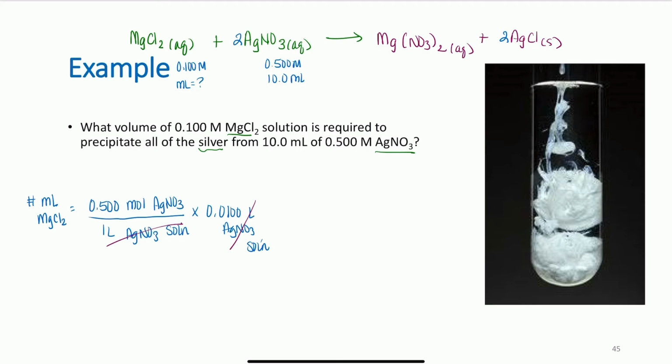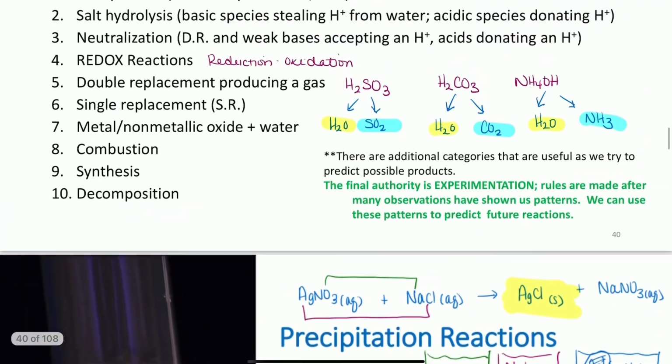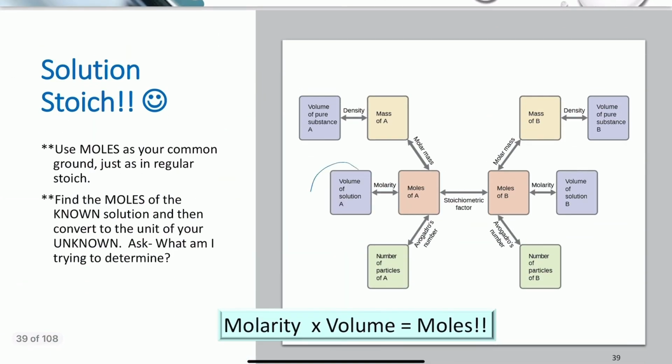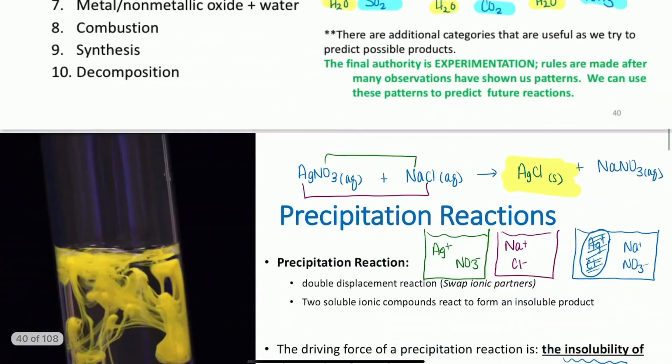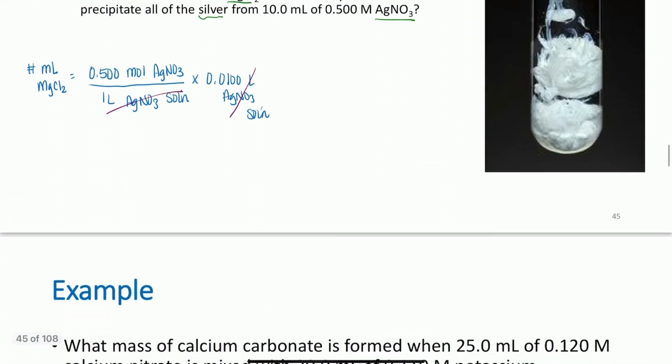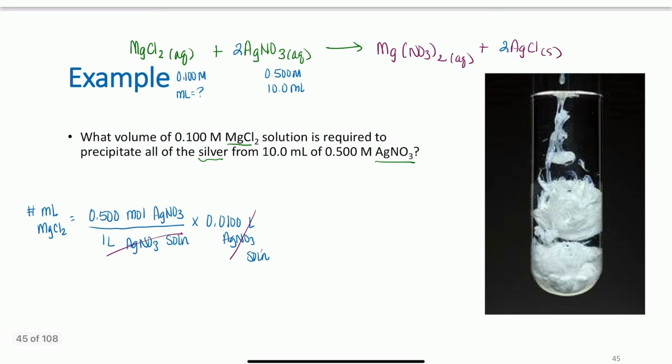Now that I've got moles of silver nitrate, remember back to, sorry to scroll back so much for you guys, but remember back to here, what I've done right now is I've done this step. I've used my molarity to find my moles of A. Now I can go to moles of B. Then I can use molarity again to go to volumes of solution. So I know that I have 1 mole of magnesium chloride to every 2 moles of silver nitrate. That's from my balanced equation. That cancels out my moles of silver nitrate and gives me moles of magnesium chloride.